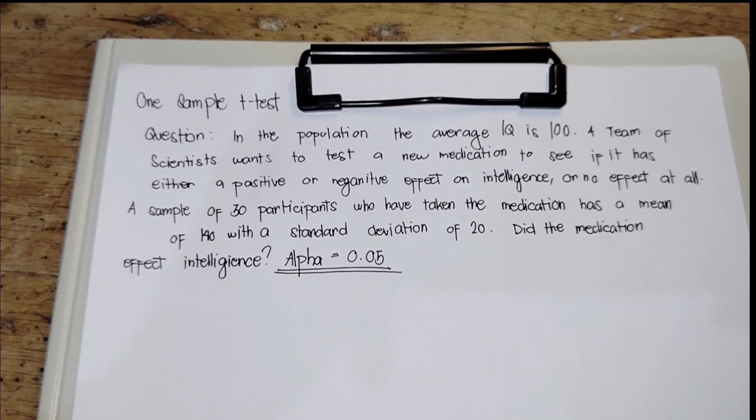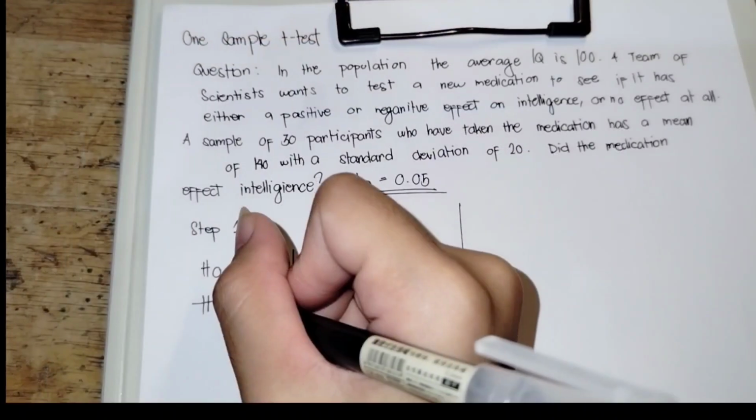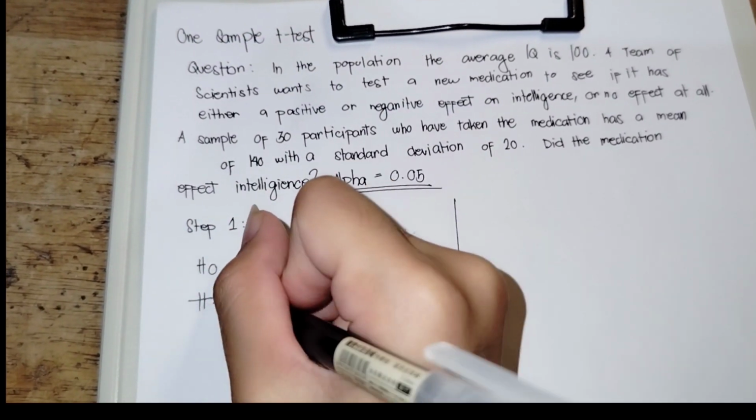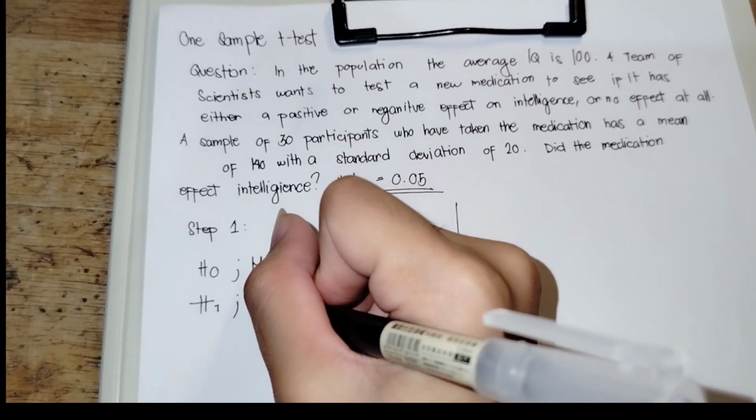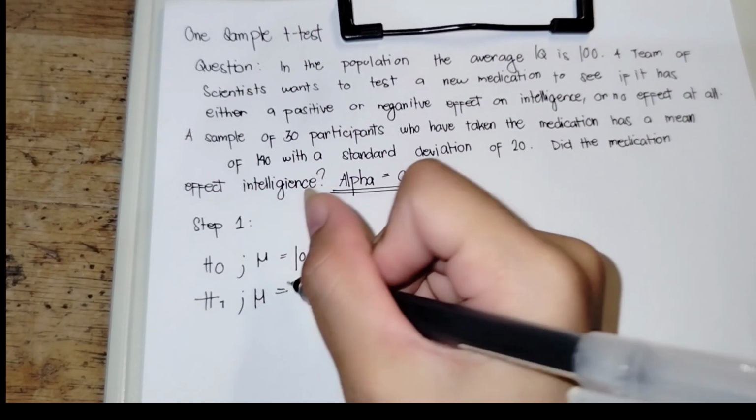The alpha is equal to 0.05. Step 1. Define null and alternative hypothesis.